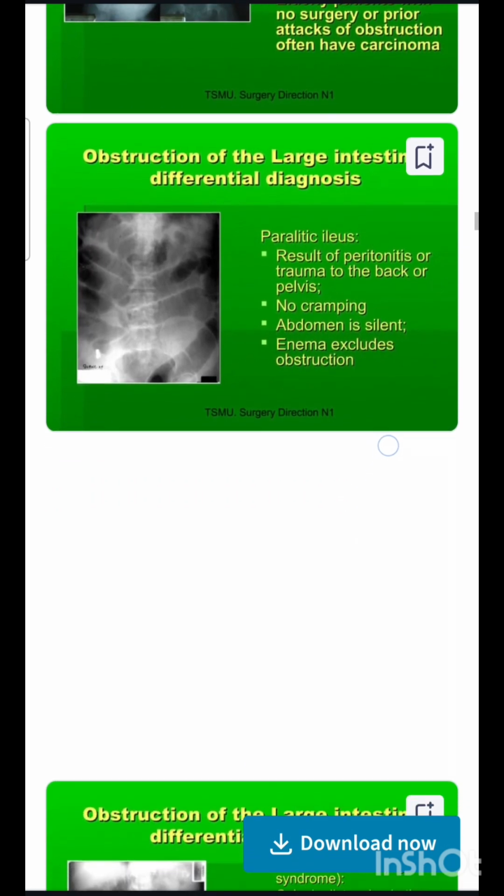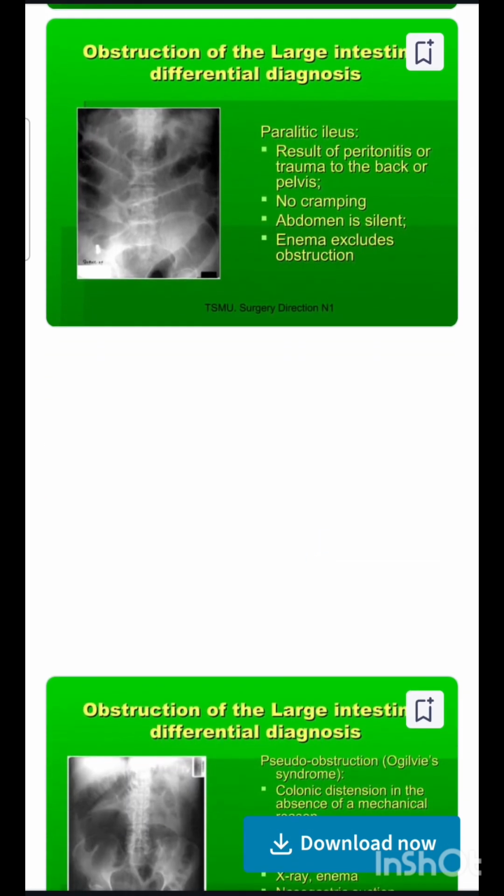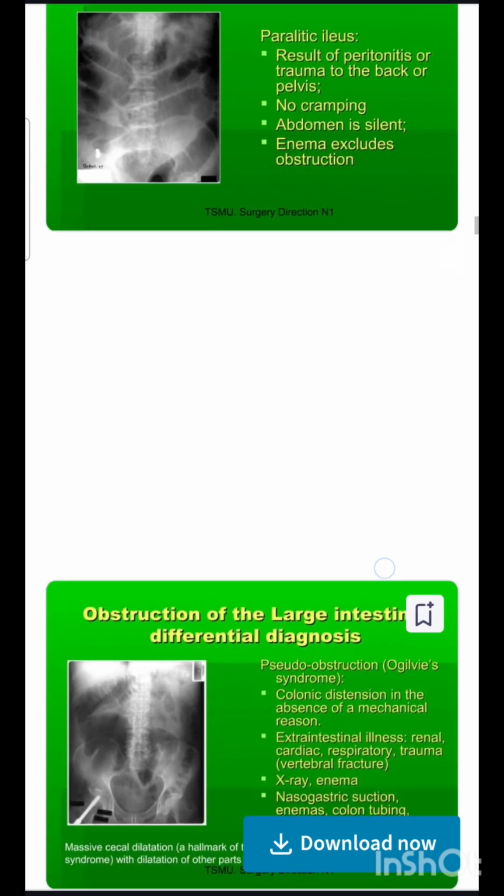Then, obstruction of the large intestine, differential diagnosis: it may be due to paralytic ileus, a result of peritonitis and trauma to the back or pelvis. There will be no clumping. The abdomen is silent. Enema excludes obstruction.